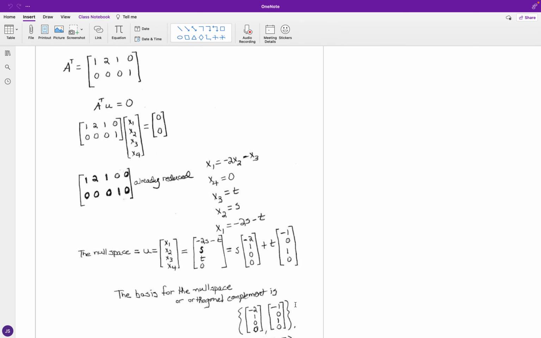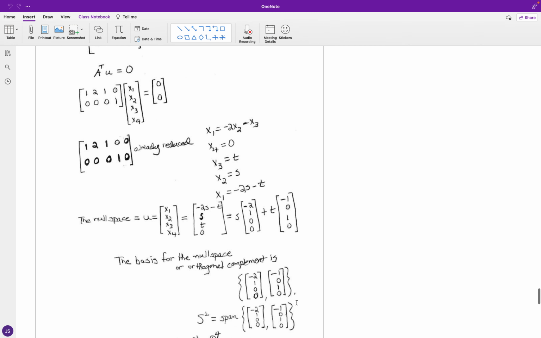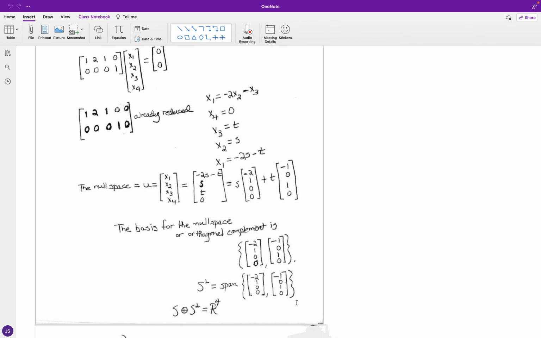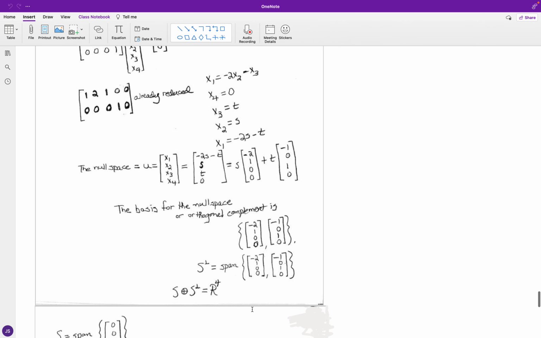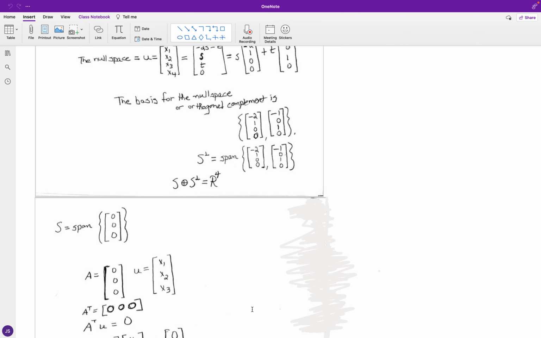And so the basis for the null space, or the orthogonal complement, will be the set consisting of negative 2, 1, 0, 0, as well as negative 1, 0, 1, and 0. The orthogonal complement is going to be the entire span of this null space basis. And so the direct sum between the subspace and this newly formed orthogonal complement is going to be R4.